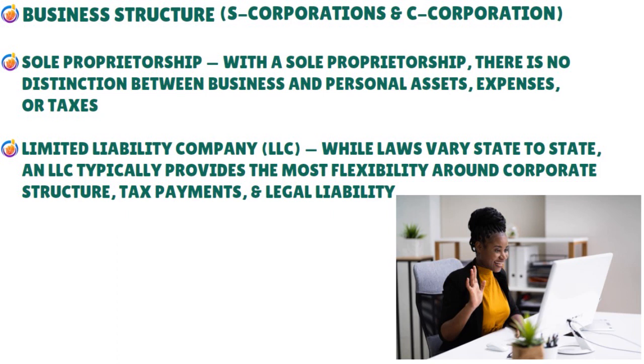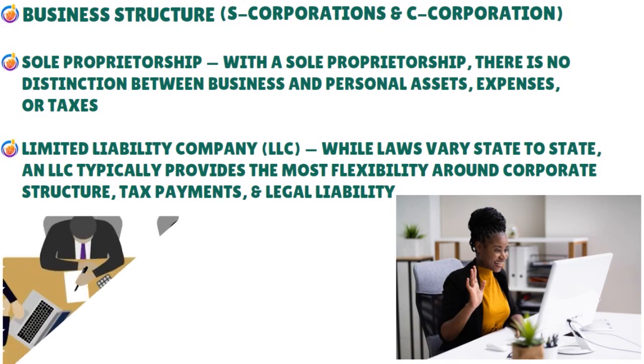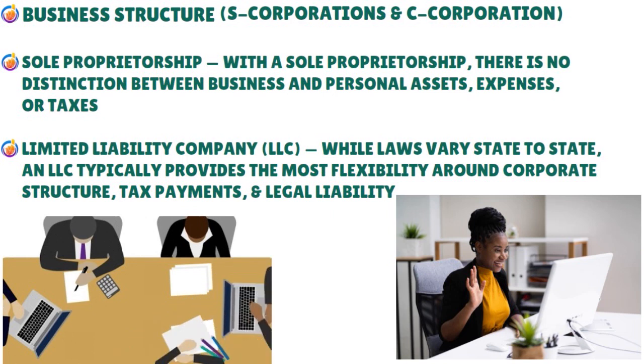Then you have the limited liability company. While laws vary state by state, an LLC typically provides the most flexibility around corporate structure, tax payments, and legal liability. It also works to protect your personal assets in case your business fails or suffers losses in the future. And now you have C corporations and S corporations.